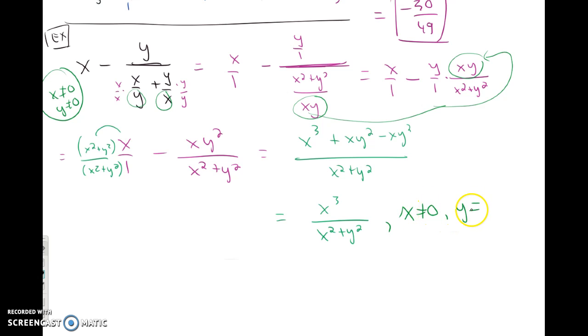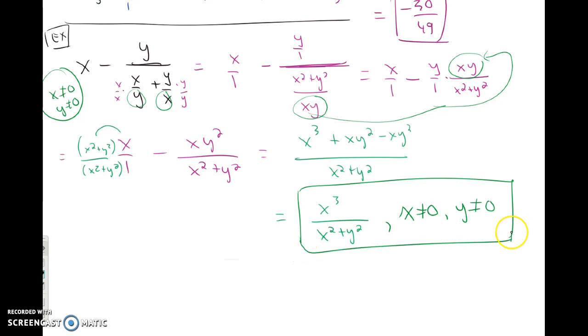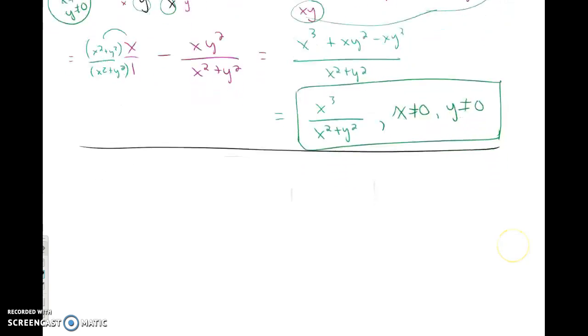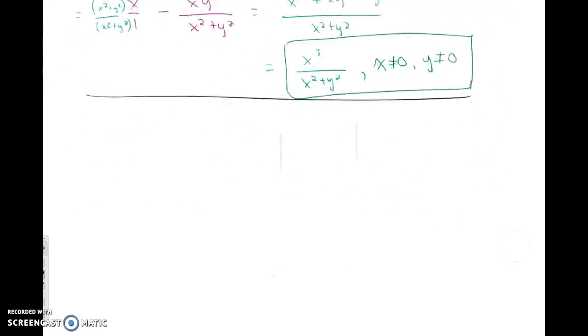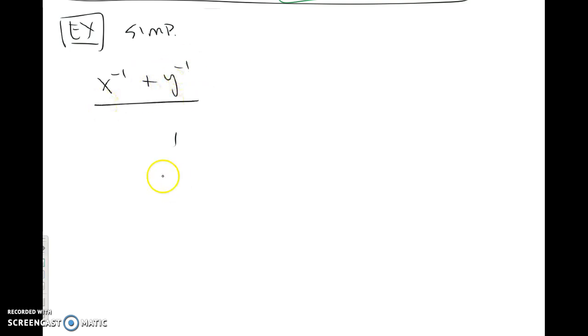Again, guys, I'm sorry about all these restrictions. They add a level of complexity that you wish we didn't have to worry about, but, you know, what can you do? All right, I was going to stop there, but I just want to show you maybe one more example. Simplify x to the negative 1 plus y to the negative 1 over x plus y quantity to the negative 1.